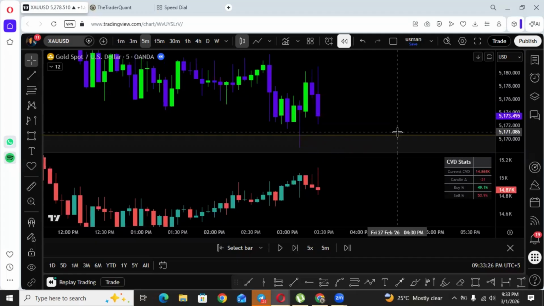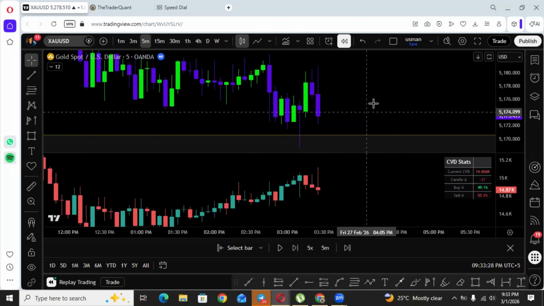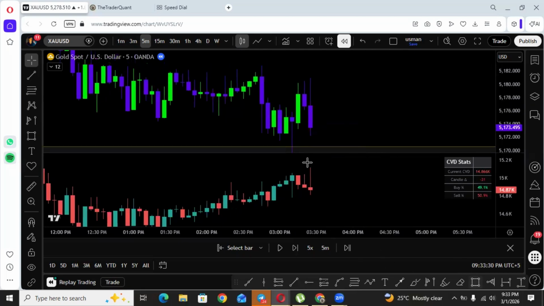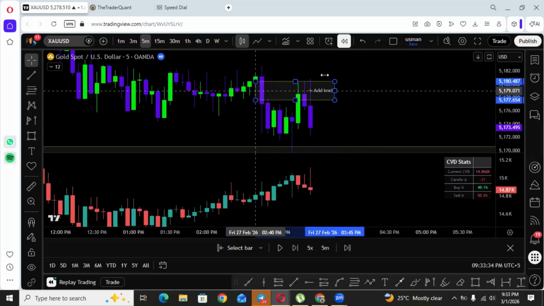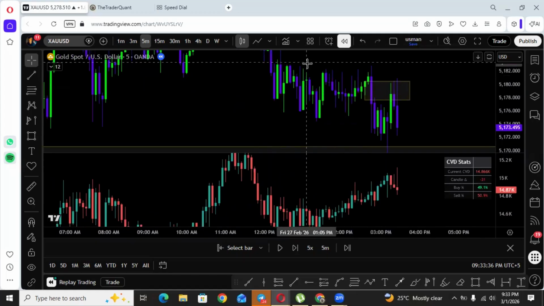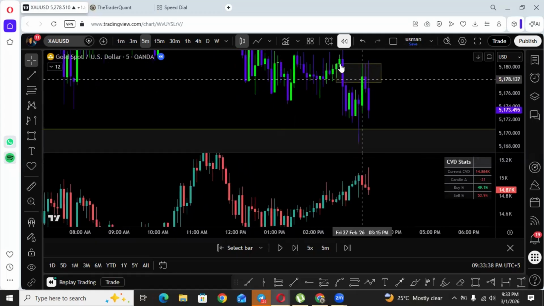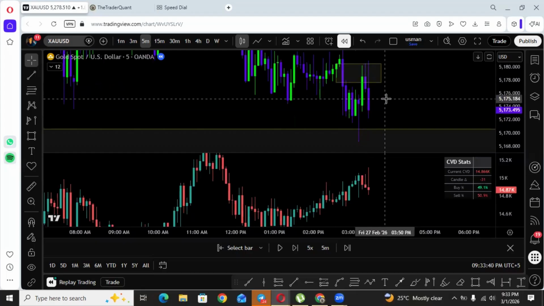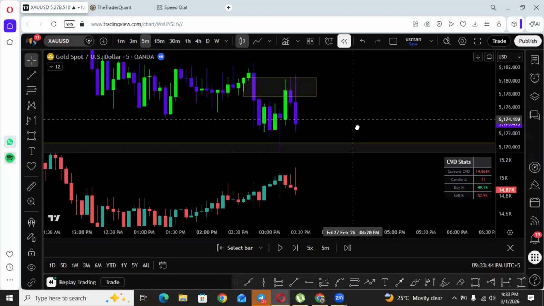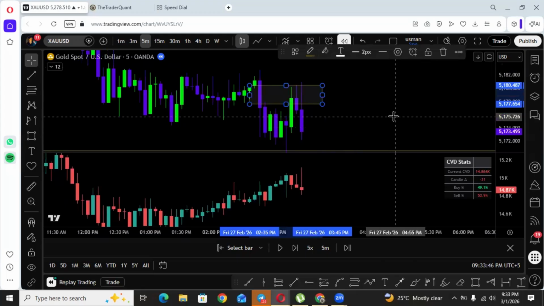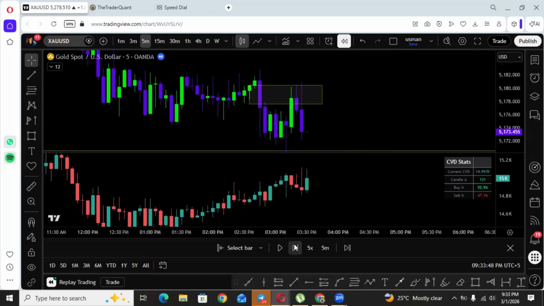Why are they doing this? Because there is a fair value gap at this point. The market is in a sell direction, and they try to induce people, to add people in a sell direction before giving a move to the buy side. So let's play the chart and see.